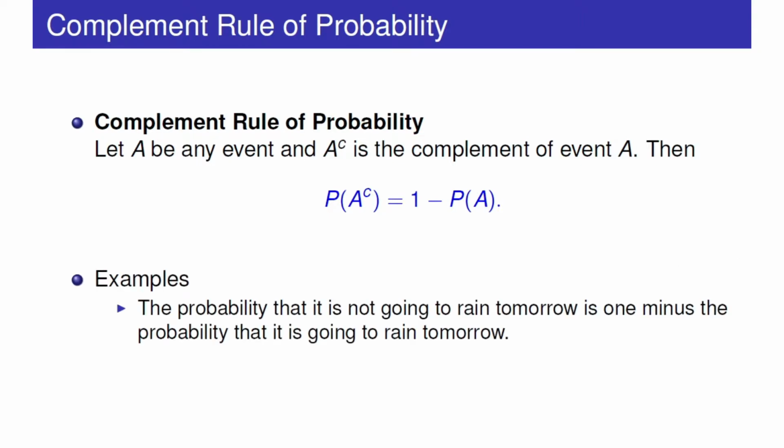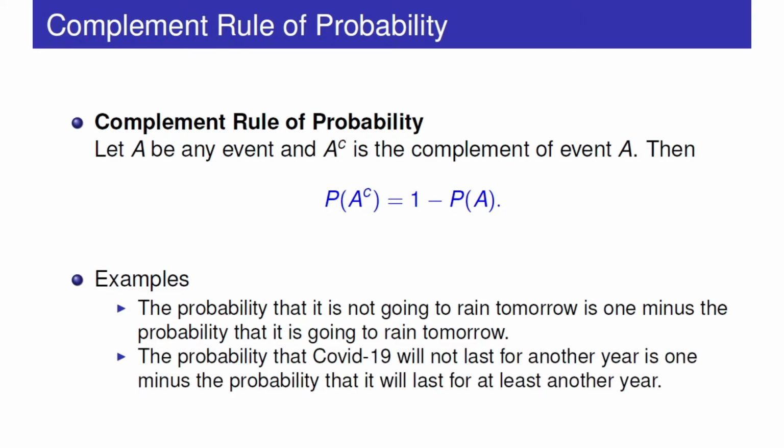Here is an example. For instance, the probability that it is not going to rain tomorrow is 1 minus the probability that it's going to rain tomorrow. Another example is that the probability that COVID-19 will not last for another year is 1 minus the probability that it will last for at least another year. So this is the complement rule of probability.